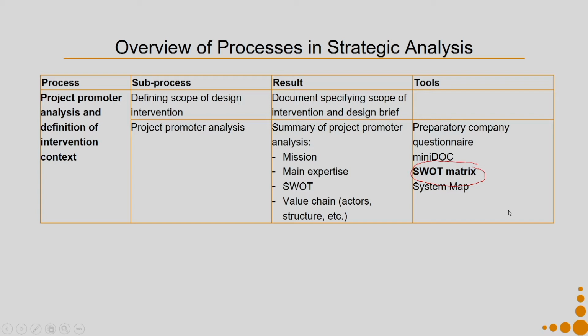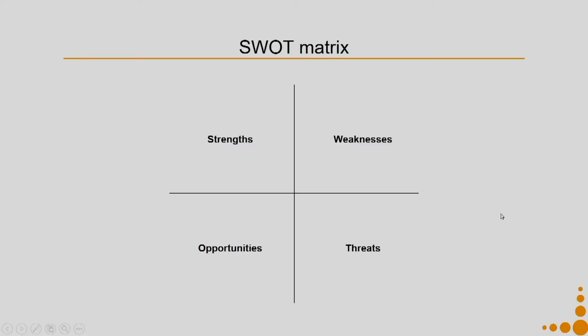Once the company preparatory questionnaire has been answered by appropriate people in a company or NGO or whoever is at the project proposer level, what we try to do is a SWOT analysis. S stands for strengths, W for weaknesses, O for opportunities and T for threats. From the answers that you obtain from the preparatory questionnaire, you prepare a SWOT matrix.